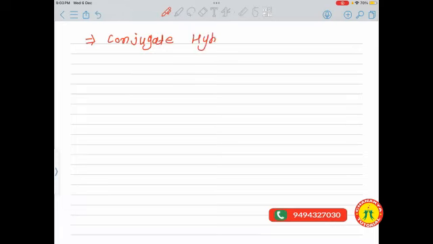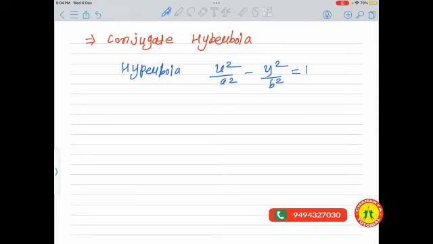Anyone know about the conjugate hyperbola? First of all, you need to know what a hyperbola is. Hyperbola x square by a square minus y square by b square is equal to 1. In this case, we write b square is equal to a square times e square minus 1.